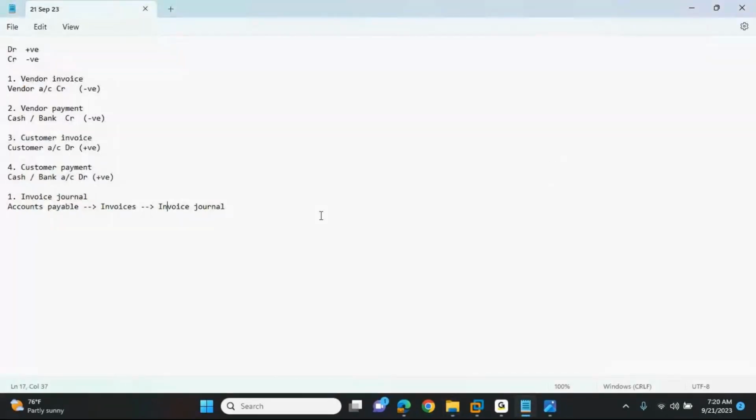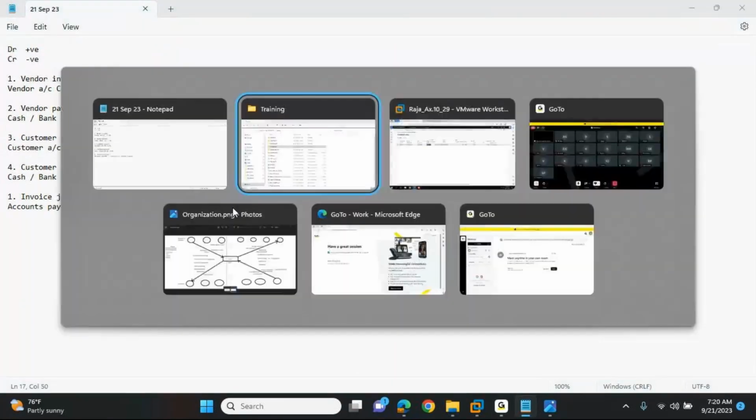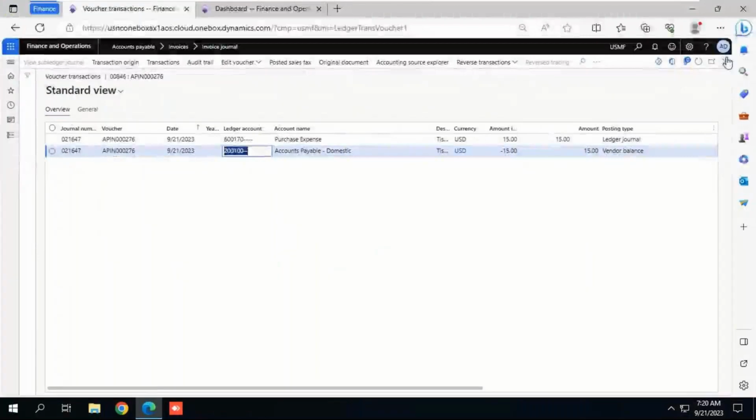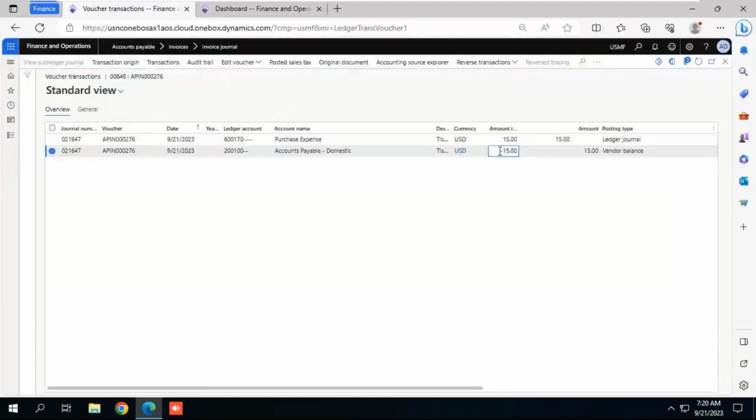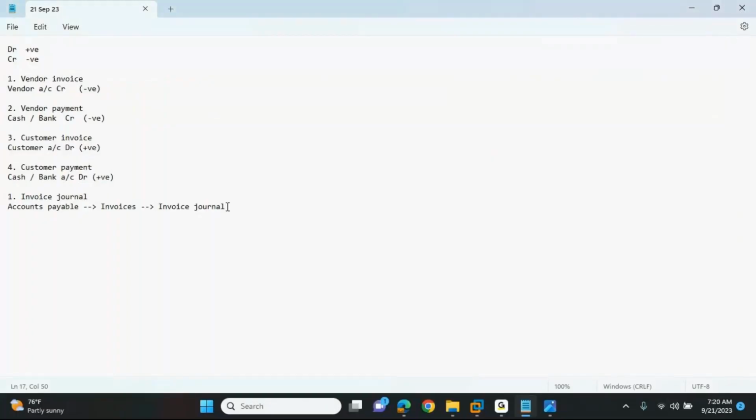Now, if you go to this vendor invoice, vendor account will be credited. That's what happened. For vendor balance, it is credited. This is invoice journal. At the time of invoice journal, vendor account will be credited.